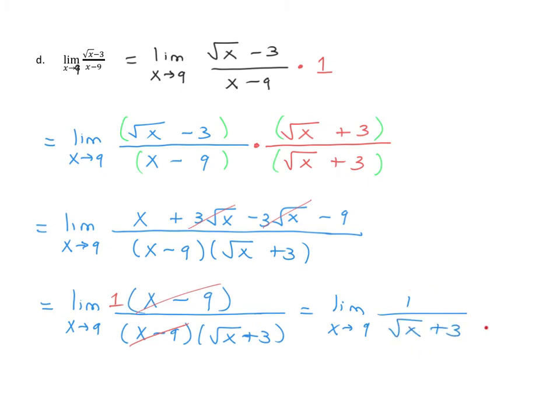This is a continuous function at 9. That means I can just put 9 in place of this x. And that takes me to my answer. That's 1 over root 9 plus 3. That's 1 over 3 plus 3. And I'll express that as positive 1/6. And that is the answer.